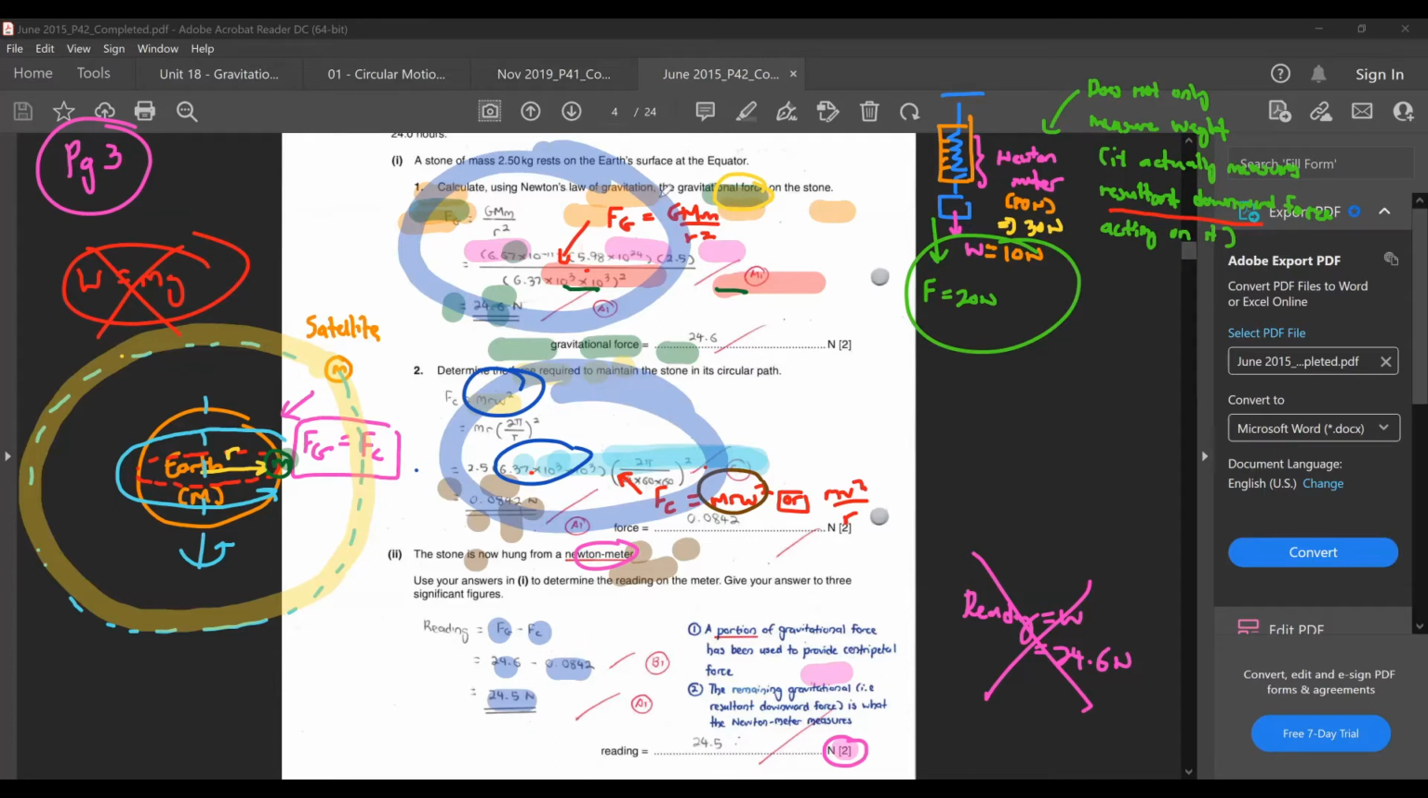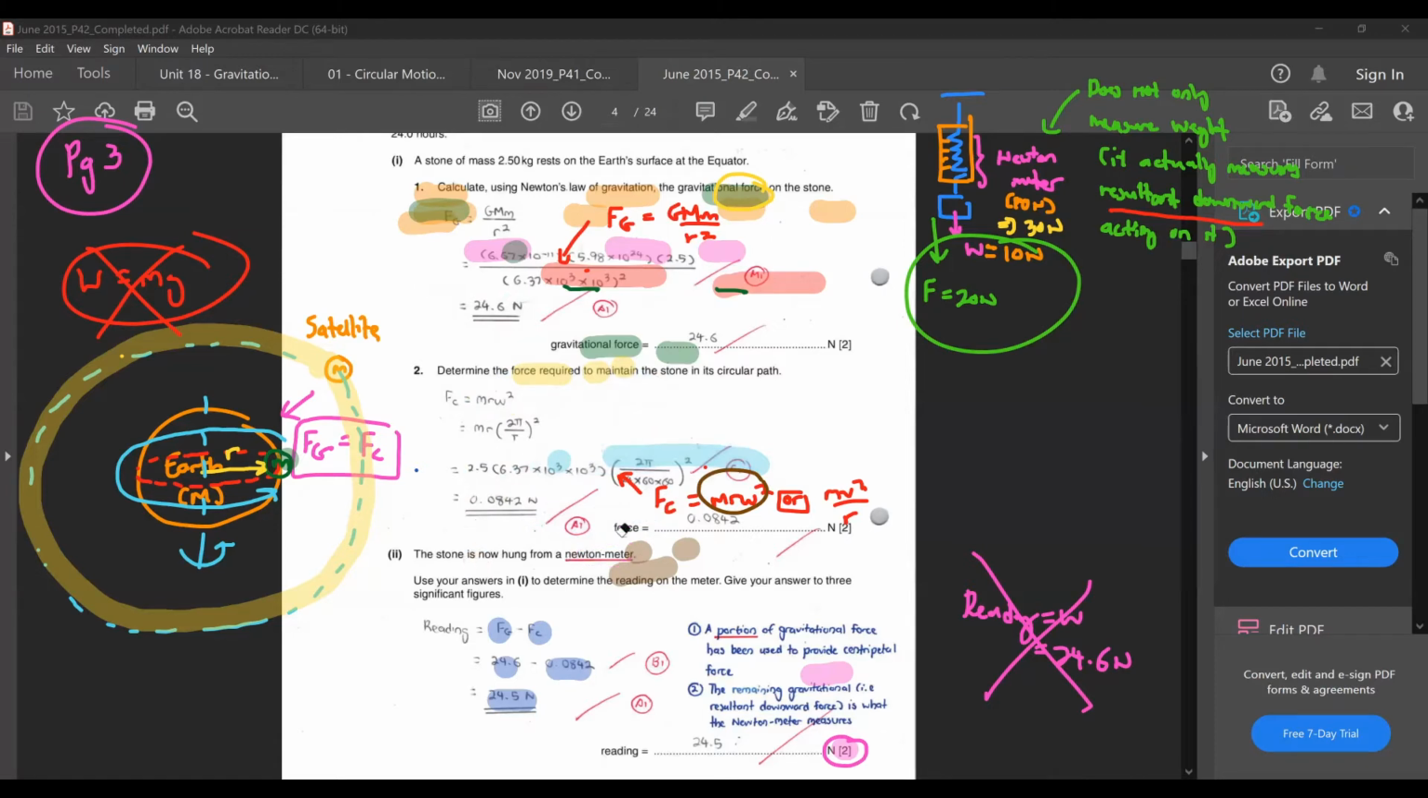Okay, because you know that your gravitational force is used to provide your centripetal force, right? But in your current case, your gravitational force was 24.6 Newton, but your centripetal force was 0.0482 Newton. You don't need to use the whole amount of your gravitational force for your centripetal force. There's actually still some balance remaining. That balance remaining is actually your resultant downward force, which your Newton meter is now measuring. Okay, so far so good.